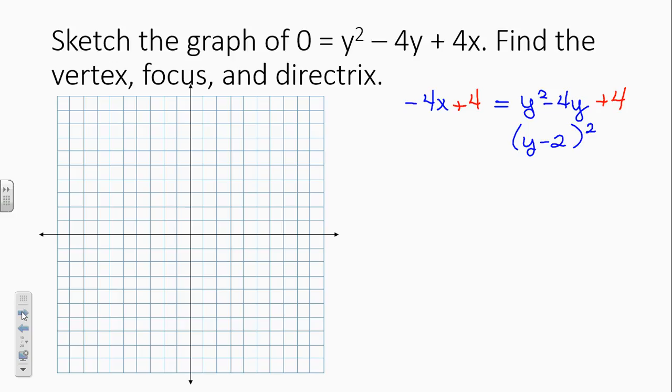What do we need to do to the left side to make it look like the standard form that we're used to? Take out a negative 4. Factor your negative 4 out. What's left? X minus 1. Yep. So divide both sides by that negative 4. Now, if it makes you feel better to put the y squared term on the left side, that's okay. But remember that your 4p is always multiplied by the non-squared term. So our vertex is 1, 2.